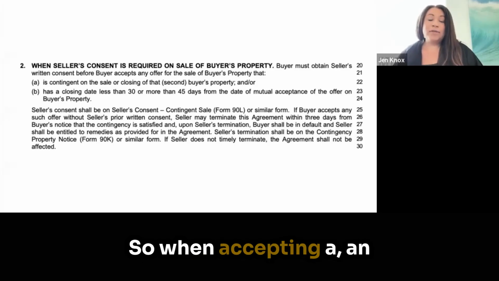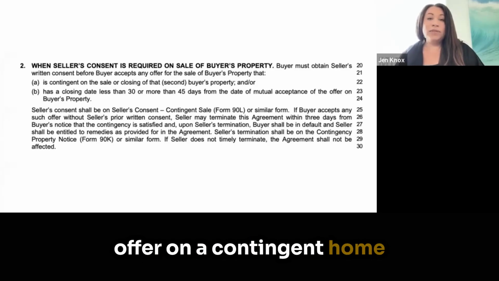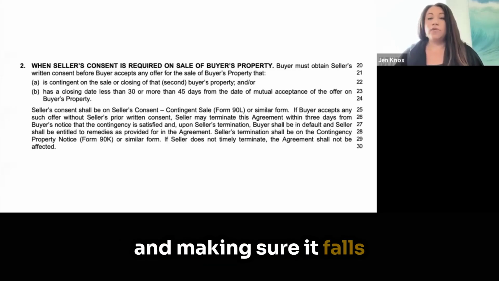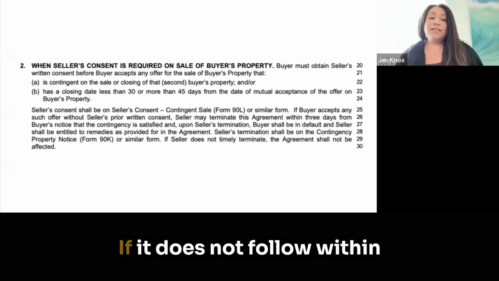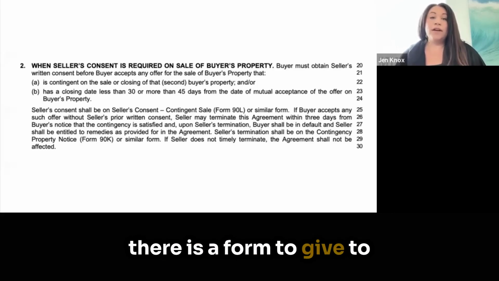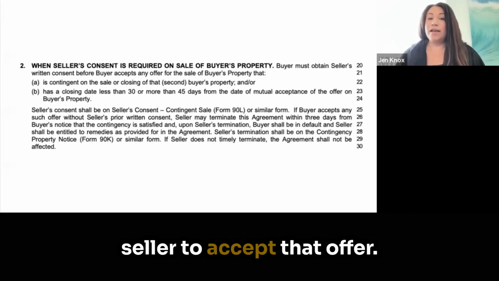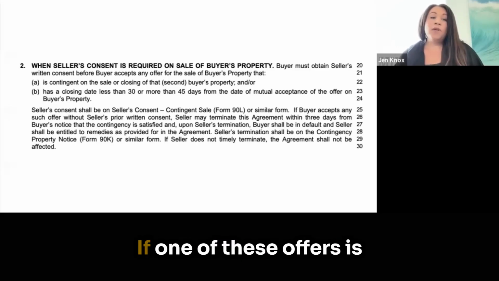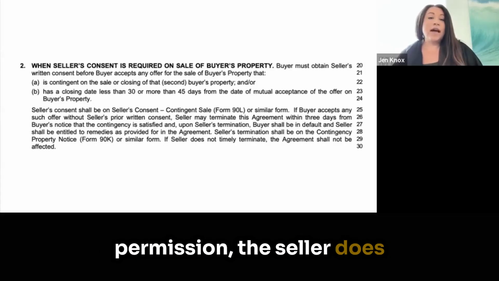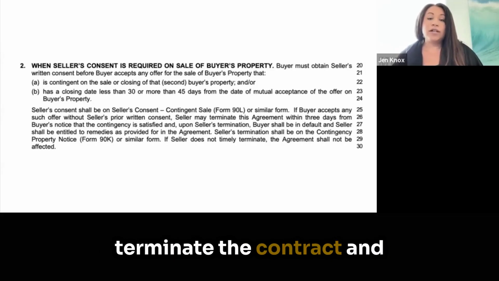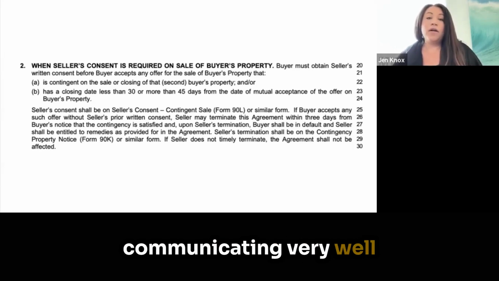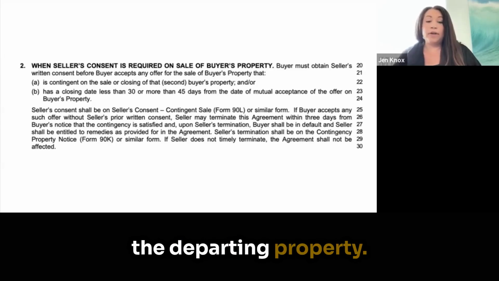So when accepting an offer on a contingent home sale, make sure you're also checking the closing date and making sure it falls within those parameters. If it does not fall within either of these parameters, there is a form to get permission from the seller to accept that offer. If one of these offers is accepted without the seller's permission, the seller does actually have the right to terminate the contract and keep the earnest money. So make sure that you are communicating very well what is happening with the departing property.